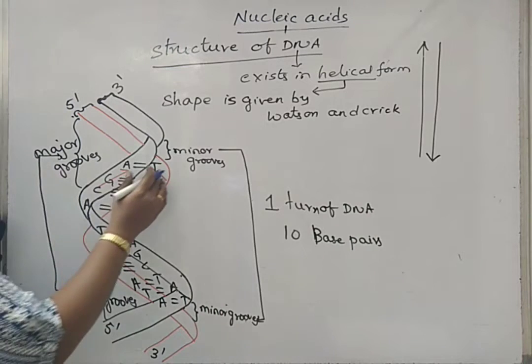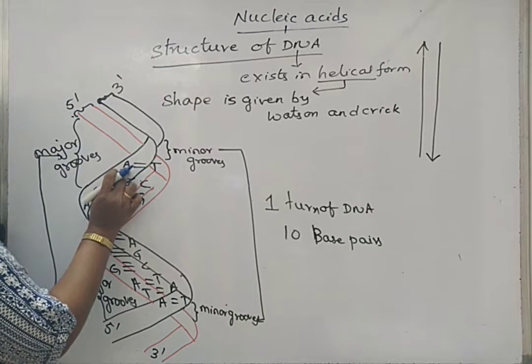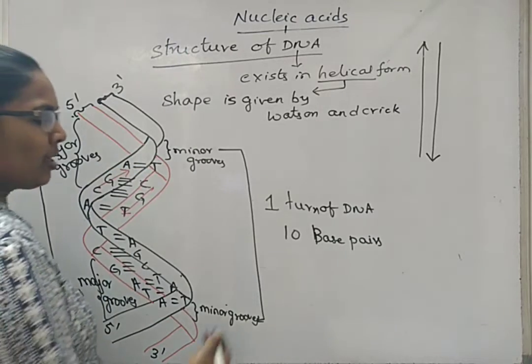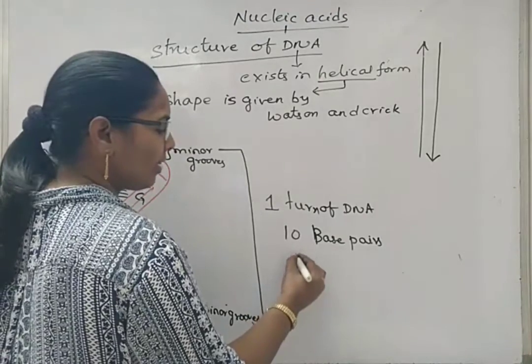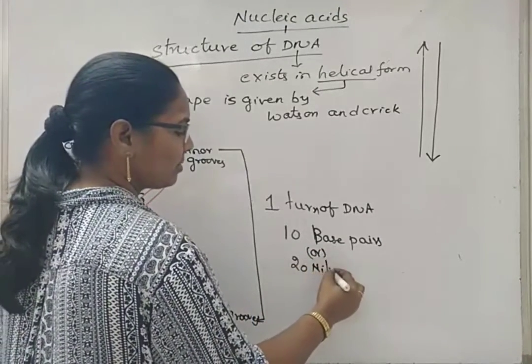So totally how many nitrogen base pairs we are telling? One is not a pair. One adenine plus thymine is considered to be a pair. Means how many number of bases we are having? 20 nitrogen bases.